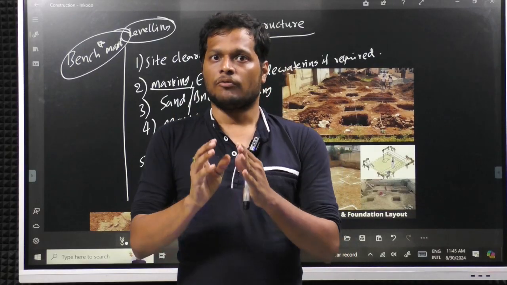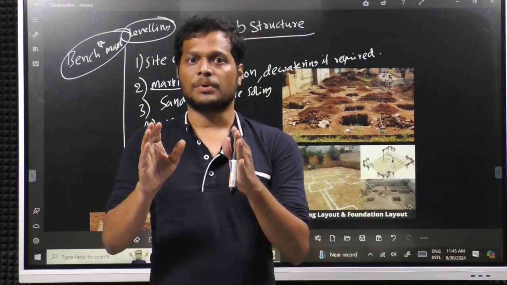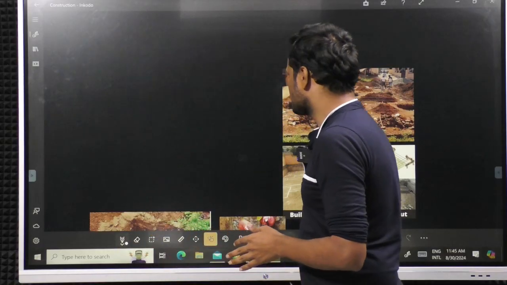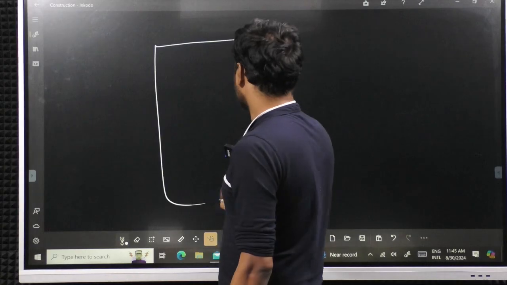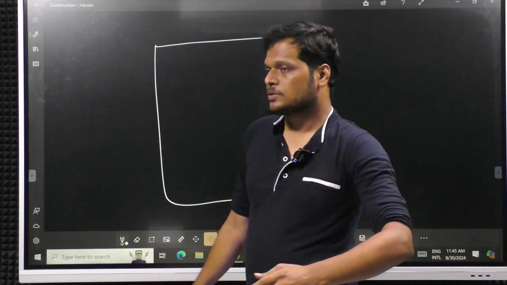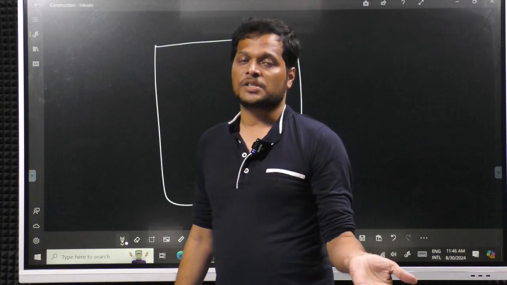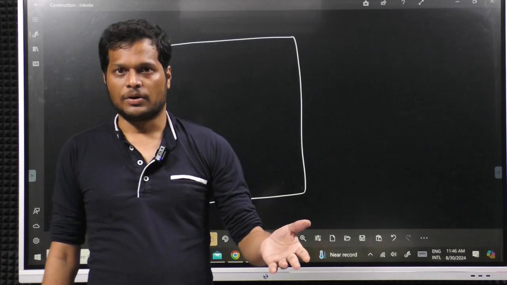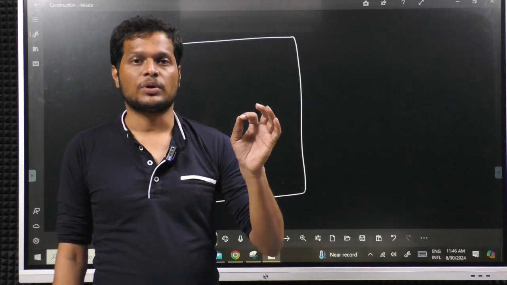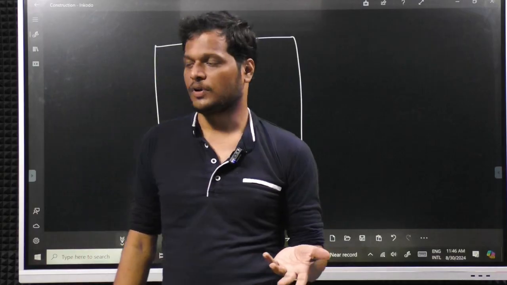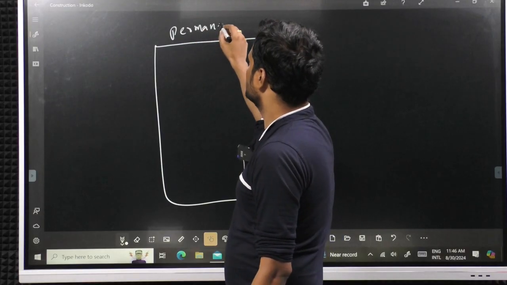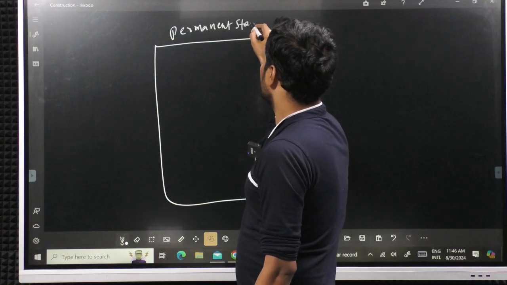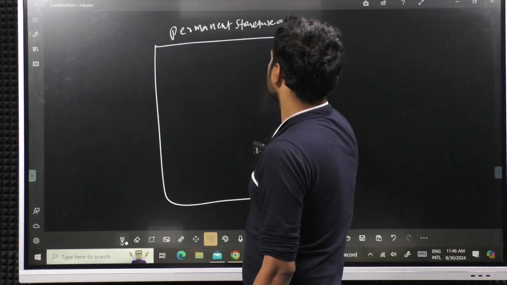So generally for executing the plot there will be some reference points for you. For example, you will already have a drawing for execution of the foundation. Apart from the foundation, even for excavation there will be separate drawings mentioning the reference points and how to excavate. For example, take any permanent structure as reference.